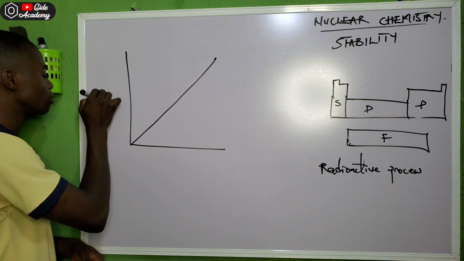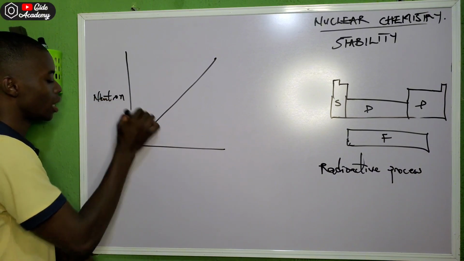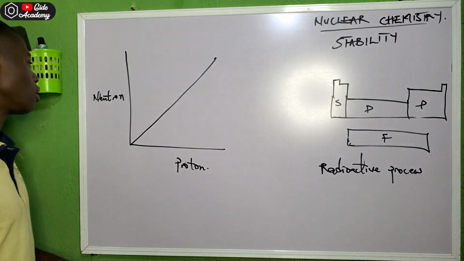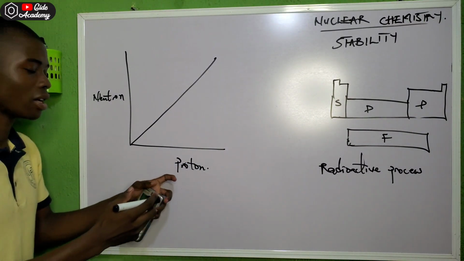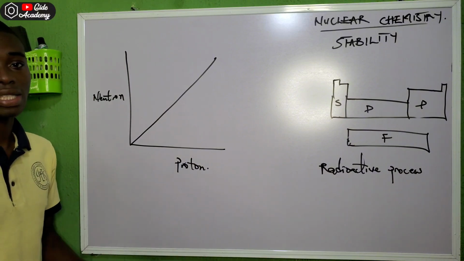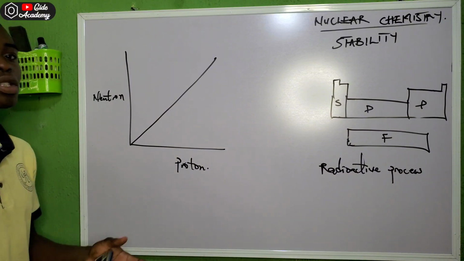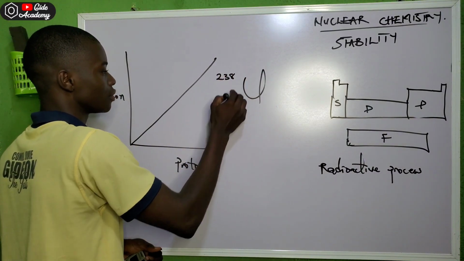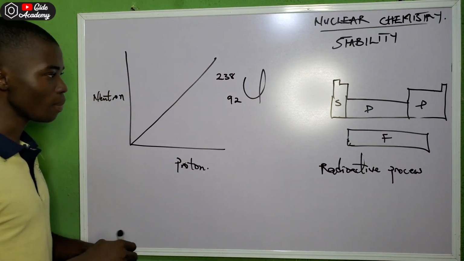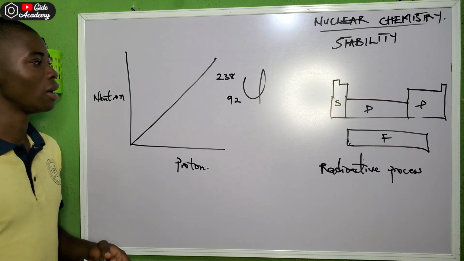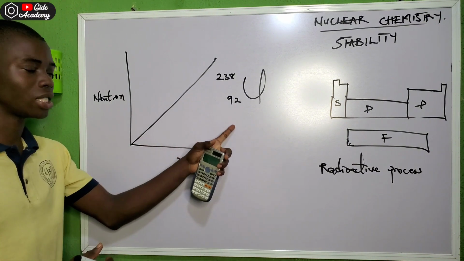This is the neutron, and this is the proton. So a stability belt is a graph of neutron versus proton, whereby the vertical axis has the neutron, while the horizontal axis has the proton. A question might come in this format: uranium 238, and here is 92. Is uranium stable or not stable? Or let me put it this way: is it radioactive or not?